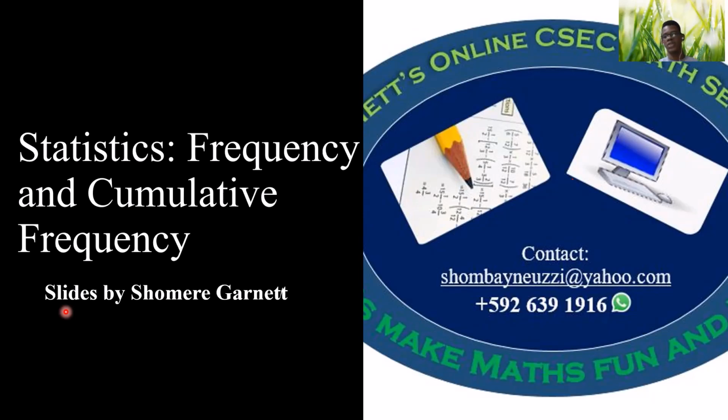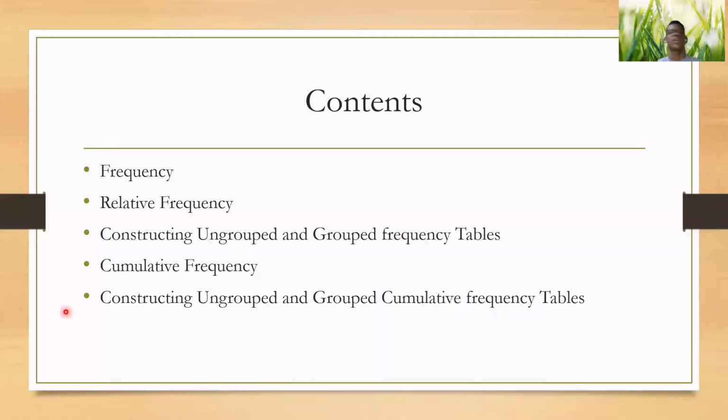All right, so frequency and cumulative frequency is where it starts. Particularly with this topic, we're going to go through what frequency is. I'm going to give you an introduction to what frequency is, what it's all about, and what relative frequency is. We're also going to look at constructing ungrouped and grouped frequency tables. We can split data into grouped and ungrouped, or discrete and continuous. I almost forgot, discrete and continuous data, right? And cumulative frequency, we're going to get into cumulative frequency and constructing a cumulative frequency table.